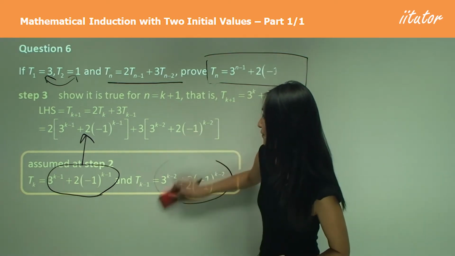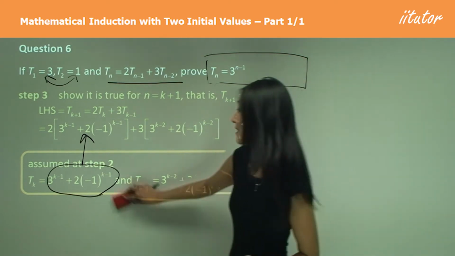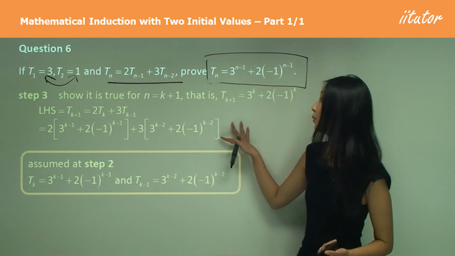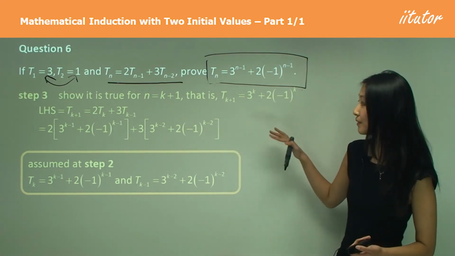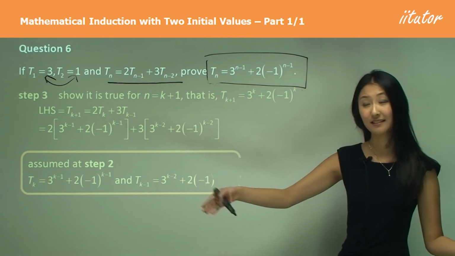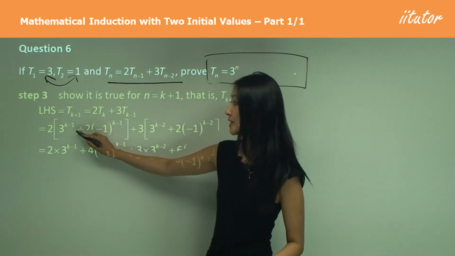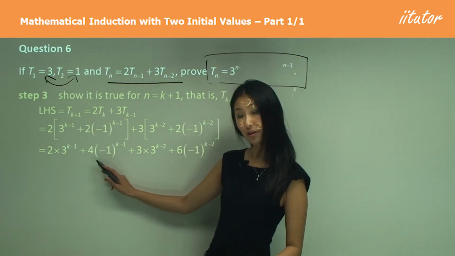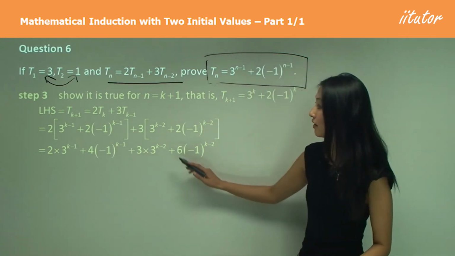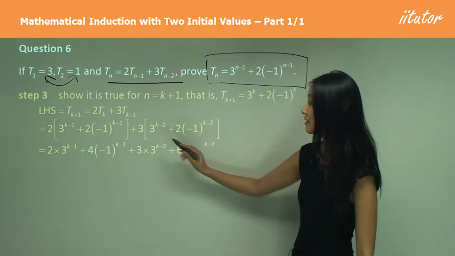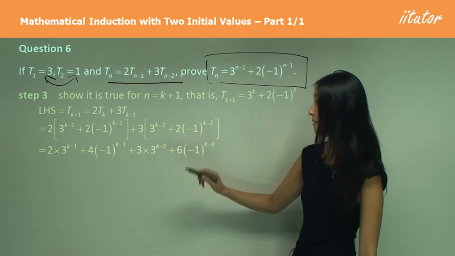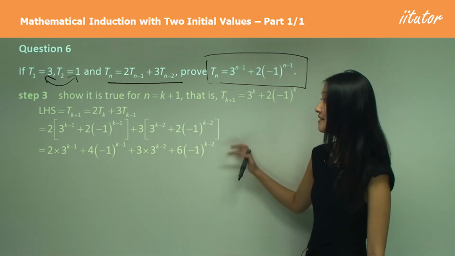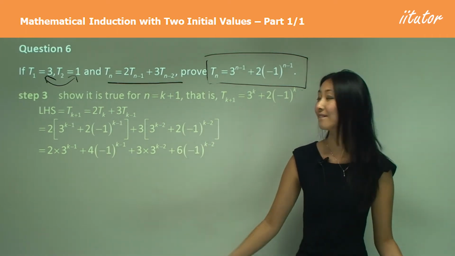And now we've used the information as well as our assumptions. We just have to work on manipulating this equation to look like the right-hand side. So the first thing I want to do is just expand it. So what I've done here is 2 times 3 to the power of k minus 1. And then I have 2 times 2 is 4, and this stays the same. And then moving on to the second part of the expansion, 3 times 3 to the power of k minus 2. 3 times 2 is 6 times negative 1. So all I've done is just expanded it.